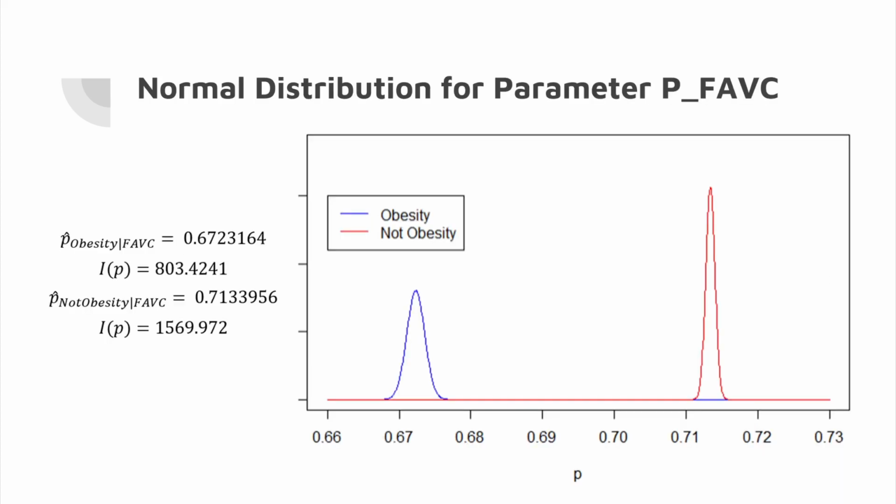By looking at the normal distribution for this parameter, we can see in the plot on the right that for this particular dataset, the proportion of persons who are not obese and have a frequent consumption of high caloric foods is larger than that of those who are obese and have a frequent consumption of high caloric foods. Hence, our null hypothesis is rejected and we use our alternative hypothesis.